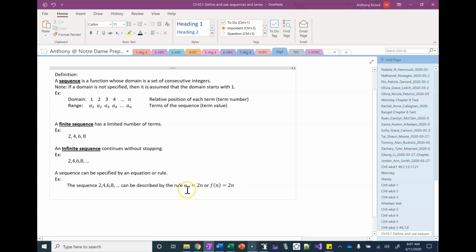Well, why does that work? If I plug 1 in for n, we'd have a sub 1 is equal to 2 times 1, or 2. And we see that, yes, indeed, the first term in my sequence is 2. If I put 2 in for n, we'd have a sub 2 is equal to 2 times 2, or 4. And we see indeed the 4 is the second term of our sequence. If I put 3 in for n, we have 2 times 3, which is 6. And we do indeed see the third term in our sequence is 6. So you guys hopefully get the idea there, right?